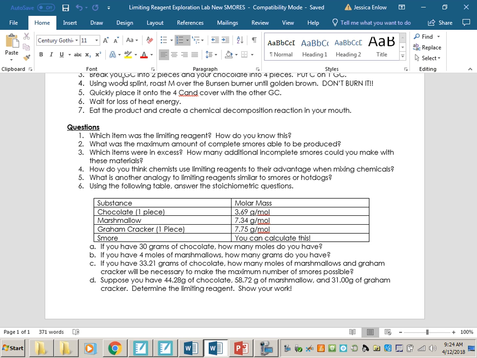Alright, has everybody got the second s'more? Alright, everybody should have gotten their second one, and you should be finishing number 6 very soon. If you need a calculator, grab a calculator. Absolutely. Give me a call for your calculator.